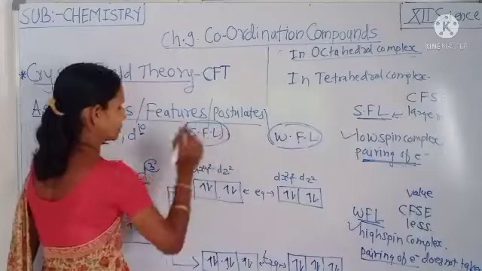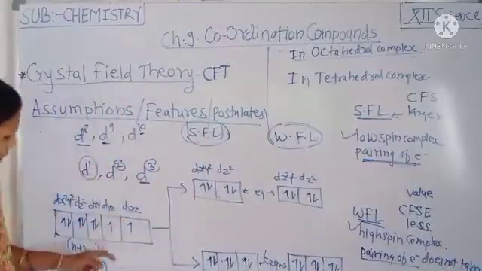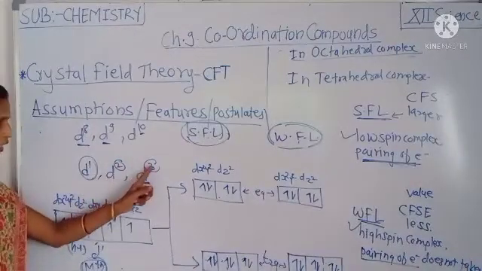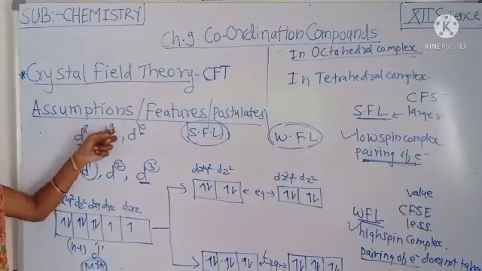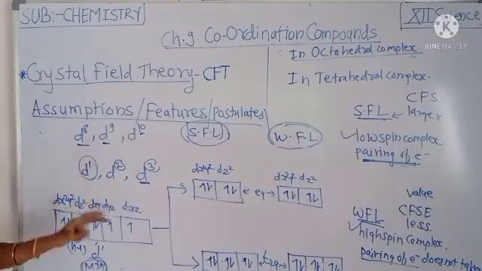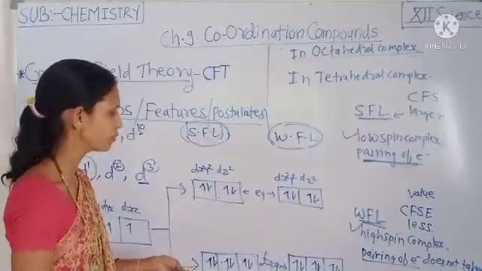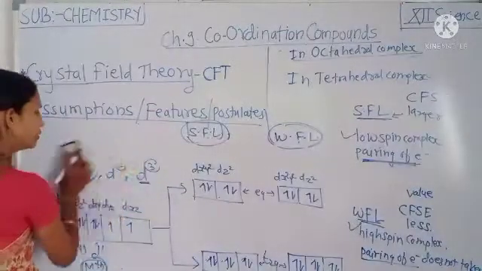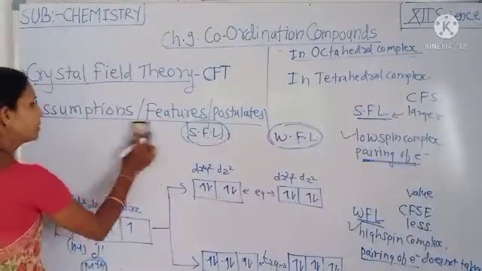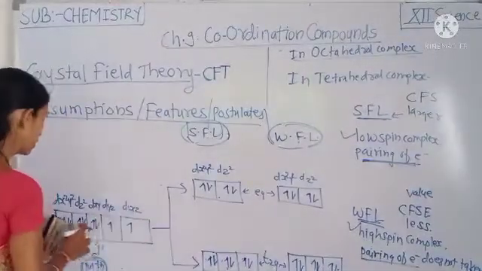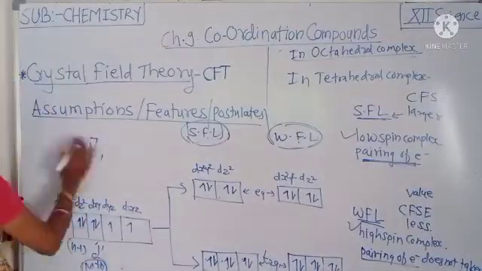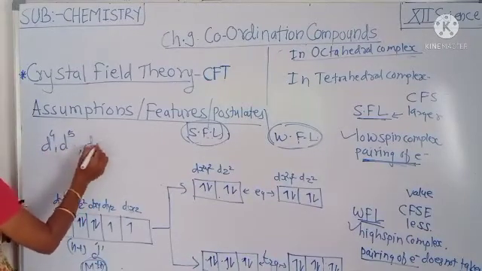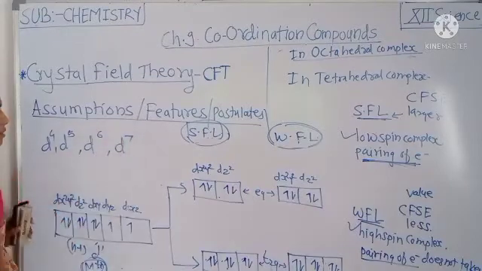Therefore, for a metal ion with 1, 2 or 3 electrons in the d orbital, or 8, 9 or 10 electrons, there is no distinction between low spin and high spin complex formation. But there is a distinction in the nature of the complex if the metal ion possesses 4 electrons, 5 electrons, 6 electrons or 7 electrons.